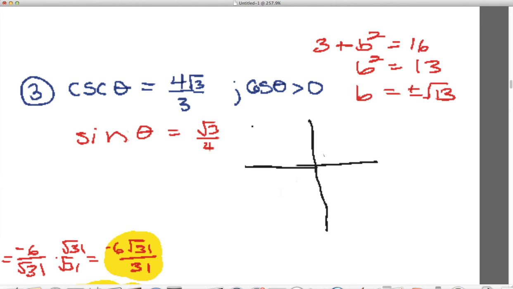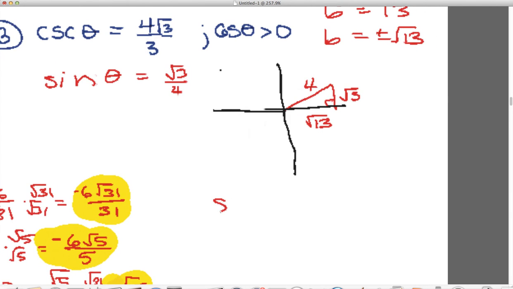So in this case, we have root 3 is the opposite leg. Let me draw my triangle. So the opposite leg is root 3, the hypotenuse is 4, and since it's positive, I choose the positive root of 13. And then just do SOHCAHTOA again. Hopefully you've got the hang of this by now. This video's taken a little bit longer than I would have liked it to, but that's fine. So that would be root 13 over 4.